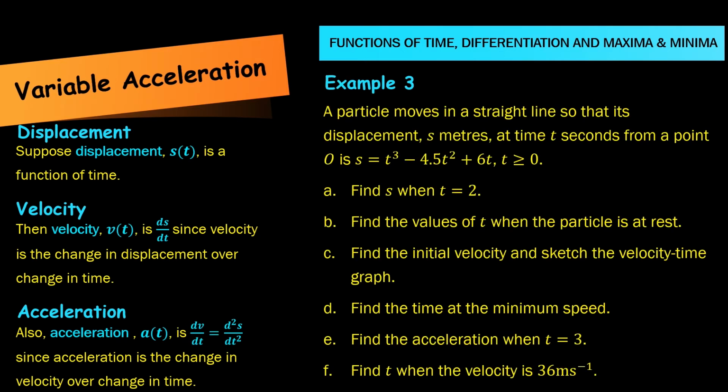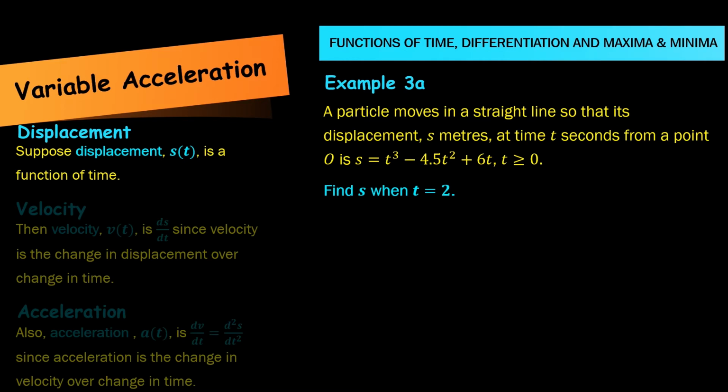Let's now take a look at an example. Pause the video and have a go. Press play when you're ready to view the solutions. So let's look at example 3a first. A particle moves in a straight line so that its displacement, s meters, at time t seconds from a point O is s equals t cubed minus 4.5t squared plus 6t for t greater than or equal to 0. Find s when t equals 2.